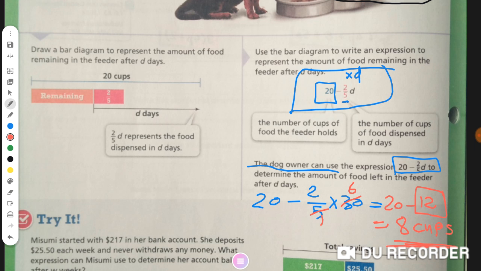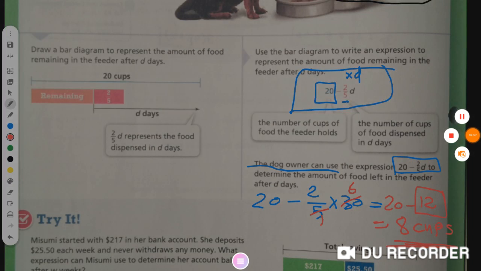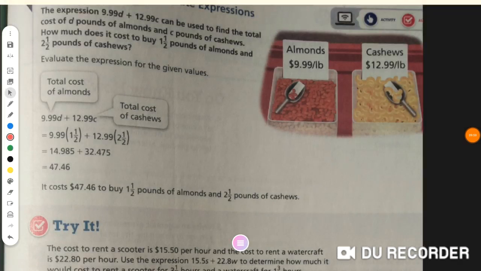Okay. Let's move to another example. This example is about an expression, 9.9d plus 12.99c, that can be used to find the total cost of d pounds of almonds and c pounds of cashews. How much does it cost to buy 1.5 pounds of almonds and 2.5 pounds of cashews?